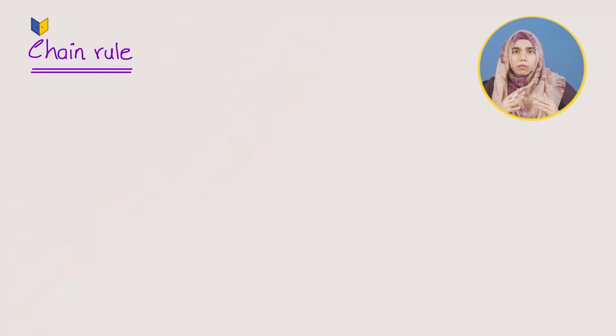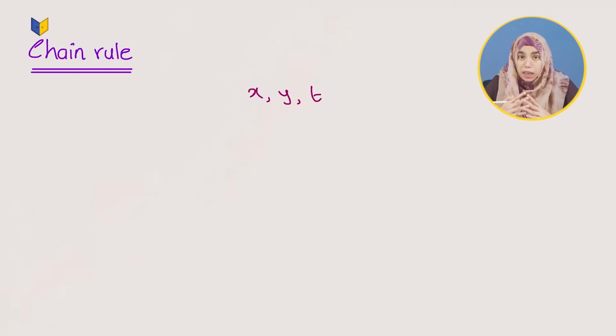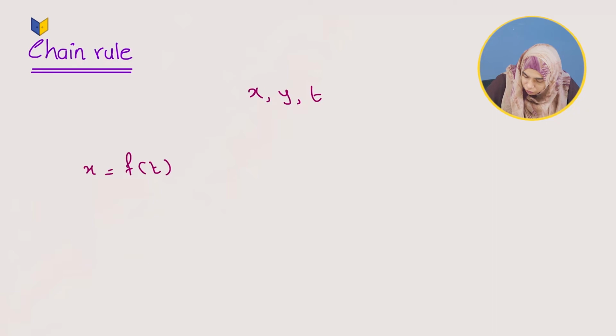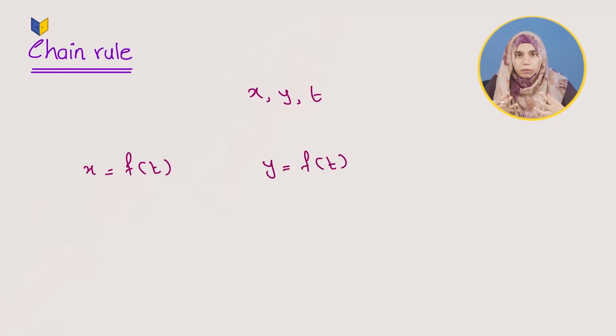So let's assume we have 3 variables x, y, and t, but once again, it could be any 3. And let's say we have x as a function of t. We have y as a function of t. Basically, we have x and y in terms of t. What we have to find is y in terms of x, or maybe dy by dx. So to find dy by dx in particular, you will have to use the chain rule.